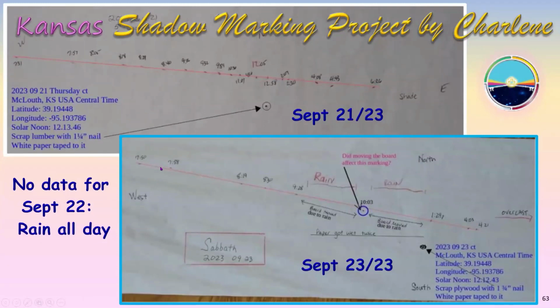But look, everyone, look at the line and the marks. Look pretty good, don't they? Looks like a straight line there. All right. Anyway, September 23rd. So that was from Charlene in Kansas.